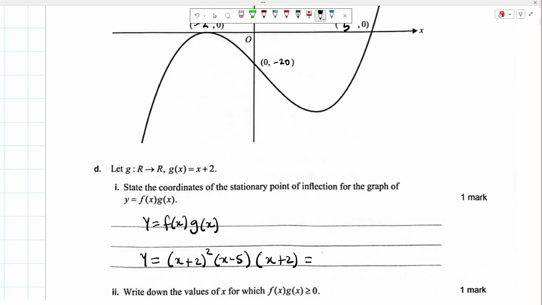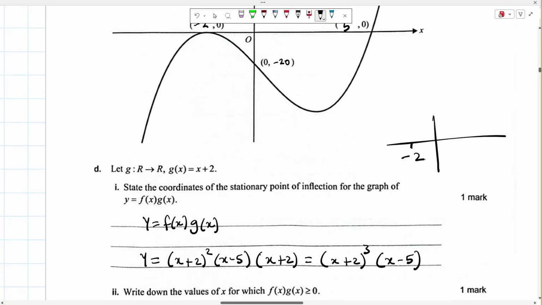Now, what's (x plus 2) squared times (x plus 2)? That's (x plus 2) cubed. And then we're multiplying by x minus 5. Now, if you remember, if we have an (x plus 2) cubed like this in our equation, and it's multiplying with something else, at x is equal to -2, the graph is going to look something like this. Right? So that's going to be our stationary point of inflection. So therefore, the coordinates are actually going to be (-2, 0).